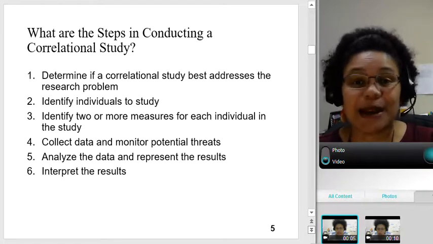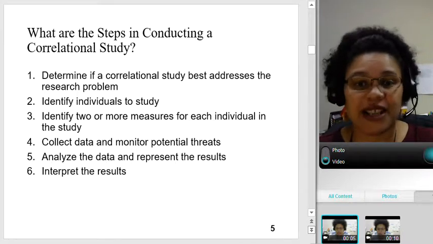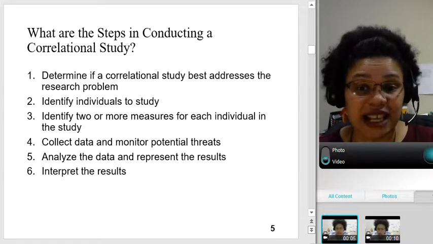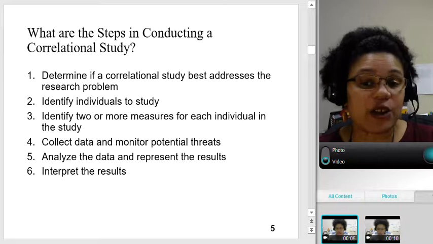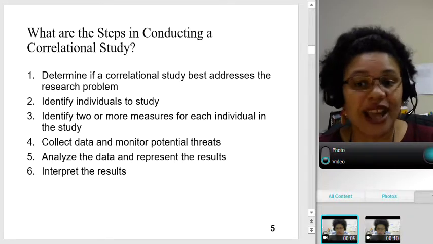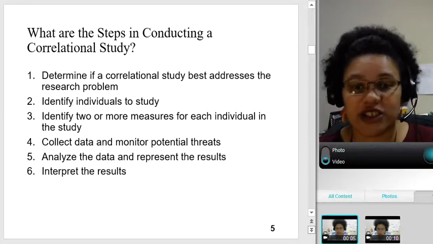Okay, so the steps in conducting a correlational study. First, we want to decide if it best addresses the research problem, and you're going to be receiving a flow chart to help you make that kind of decision. We want to identify individuals to study. We need to collect two or more measures for each individual in the study. We collect the data and we monitor potential threats. We analyze the data and decide how we're going to represent the results. Often we use graphs or a matrix, and we interpret the results.